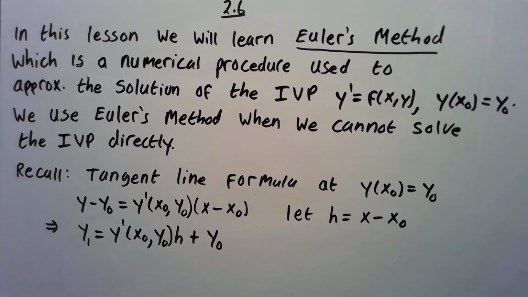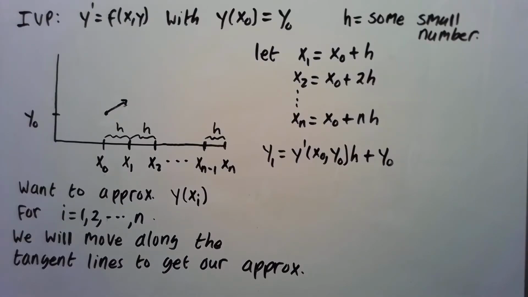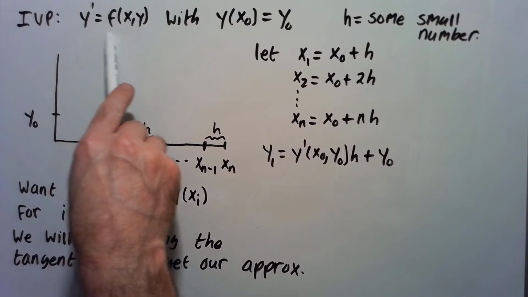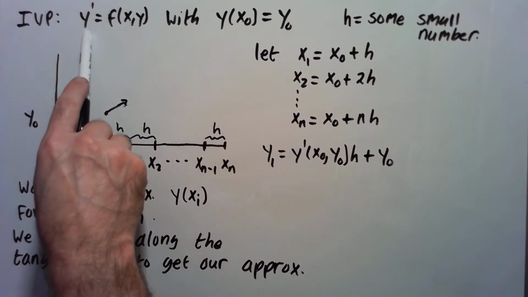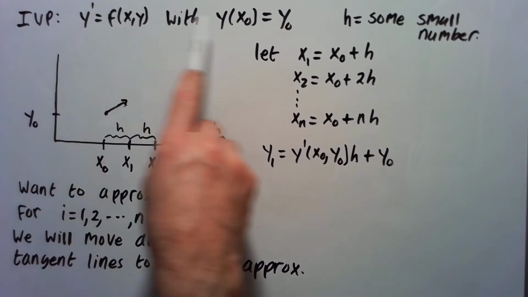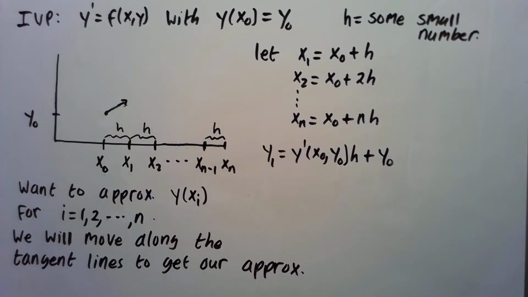Okay, I want to draw a picture now, so I'm going to erase a few things and draw the picture. Okay, so here's a picture I've drawn. So here's the idea. Here's your initial value problem up here. So we have the derivative as a function of x and y, and we have our initial condition. And our goal is to approximate the solution curve at each of these x values.